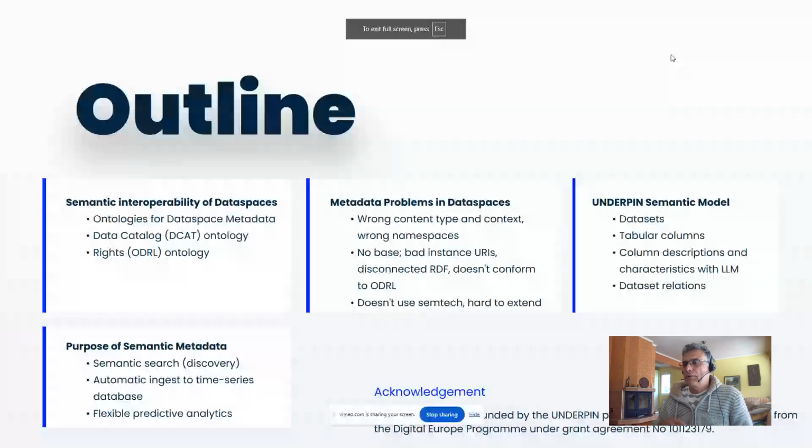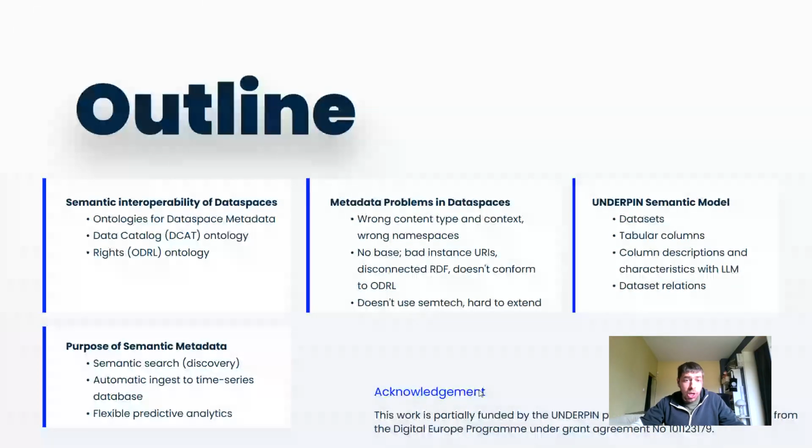That works. Thank you. Okay, here's the outline. We'll touch upon four main topics. First is semantic interoperability in data spaces and how this can be achieved via various ontologies relevant to the data catalog and also to the rights, who has access to what data assets. We'll then discuss the metadata problems that exist currently in most data spaces. And then how we address those via the UNDERPIN semantic model.